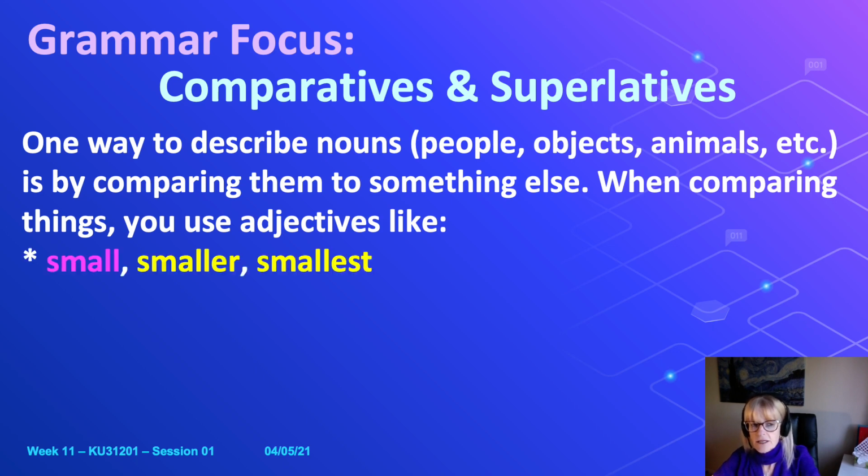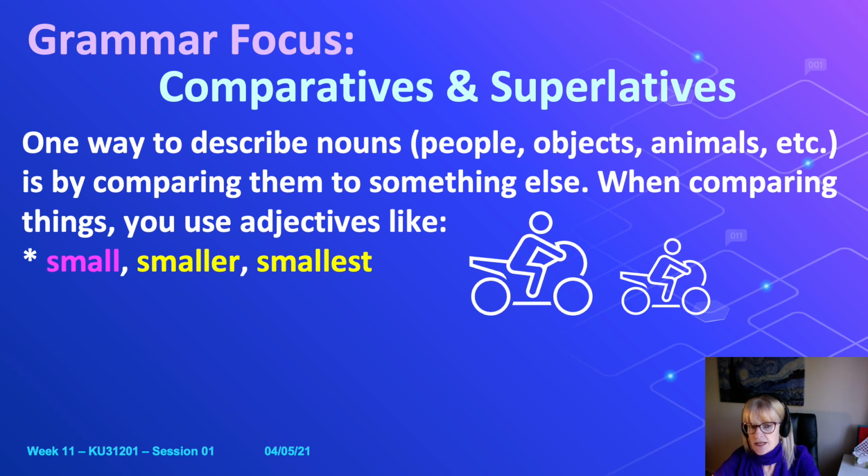So here's our adjective in pink, small. The comparative is smaller because we're comparing it to the small one. And then the superlative is the smallest. So the superlative is the most of something. I've got some little pictures here. Here is a small motorbike. But if I compare it to the next one, this one is smaller. And then the next one, this one is the smallest. So I've got my adjective, my comparative, and my superlative. So that's the smallest bike.